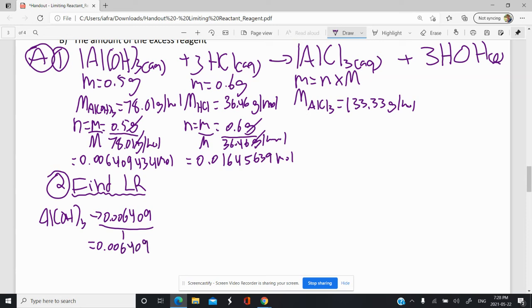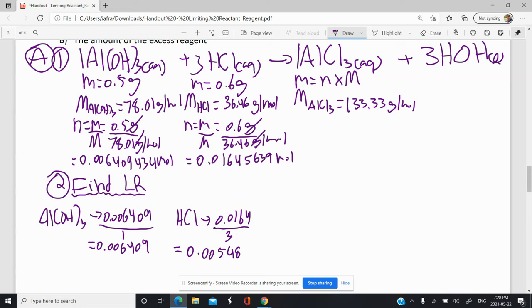0.006409. And then for the HCl, I'm going to do the 0.0164, so on and so forth, divided by 3, because the coefficient is 3. So I get 0.00548, and it keeps on going.